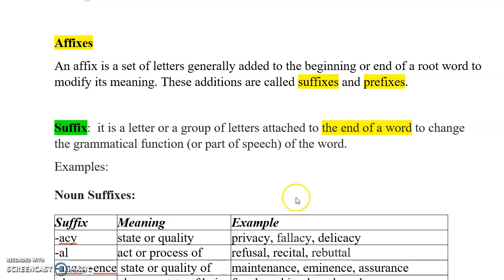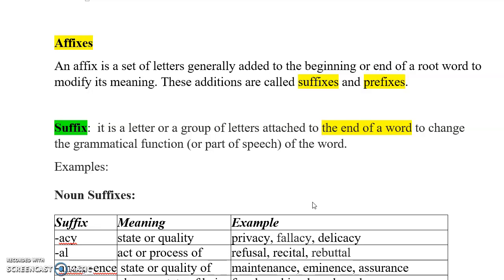Hello everyone. In this video, I'm going to explain the meaning of affix or affixes and their types. Besides that, we're going to see many examples for each type. At the beginning, it's good to define the meaning of affix.